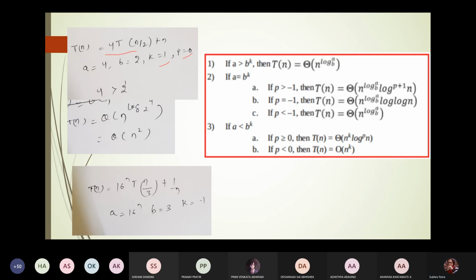So here I have to check the relation between a and b along with k also. If you take this particular formula, here a is greater than b to the power k. It is following the first case. Then T(n) would be theta of n raised to log a base b. So n raised to log 4 base 2, and log 4 base 2 is 2. The value is 2. That's why it will be of the order of theta of n square. Okay, is this clear?